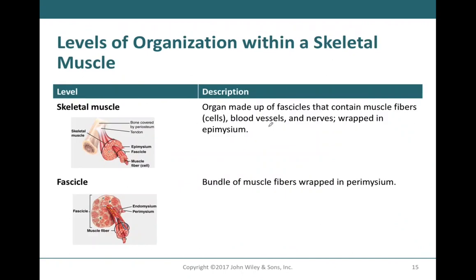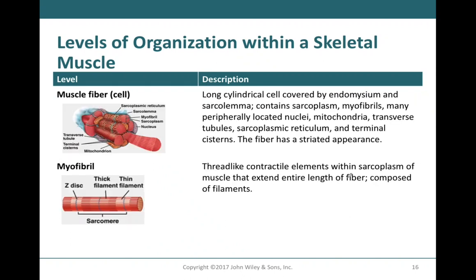Each skeletal muscle is going to be made up of different fascicles and is going to be wrapped in a layer of connective tissue known as the epimysium. Fascicles, which we find making up the muscles, are bundles of muscle fibers, and those are going to be wrapped in perimysium. Each muscle fiber gets its own connective tissue wrapping known as the endomysium. And inside of our connective tissue, we're going to contain these individual contractile organelles known as myofibrils.